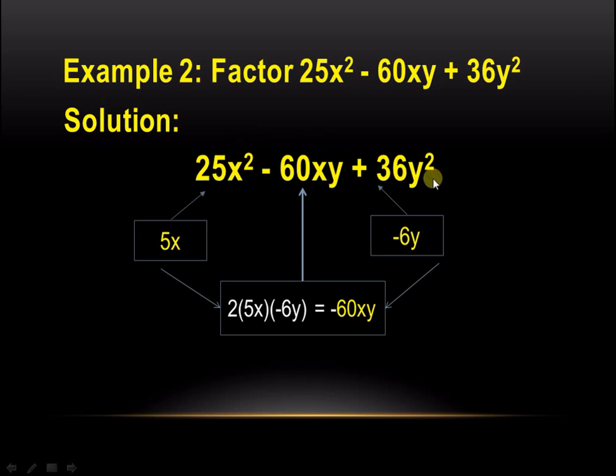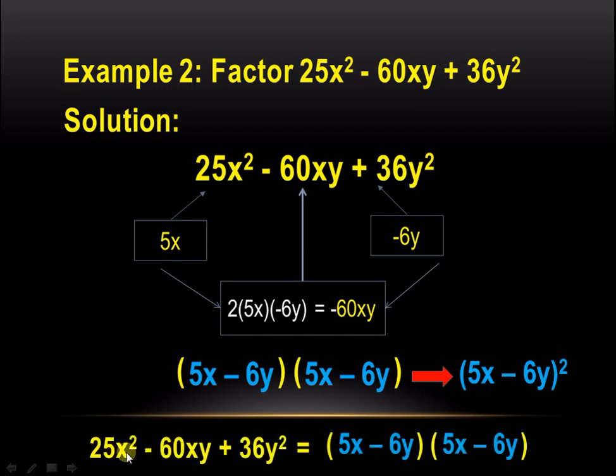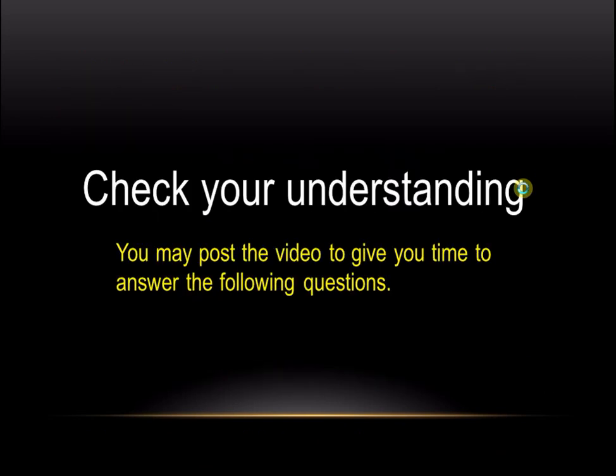So since we know that this is a perfect square trinomial, what we're going to do now is to copy this, and that will be our factor. So the quantity of 5x minus 6y times the quantity of 5x minus 6y is the factor of this. Since they are the same, we could also express it in this manner, squared. Okay? So 25x squared minus 60xy plus 36y squared is equal to the quantity of 5x minus 6y times the quantity of 5x minus 6y. Okay? So that's it.